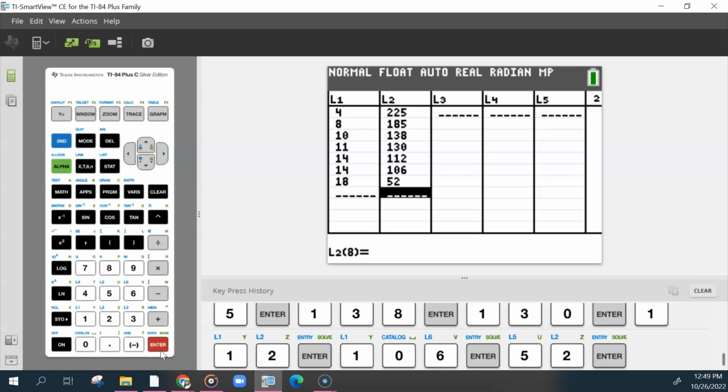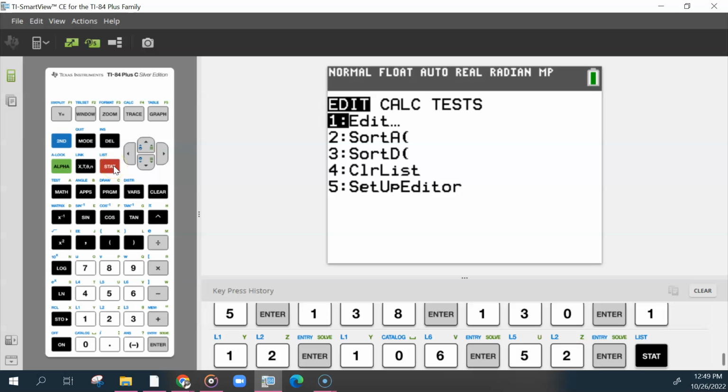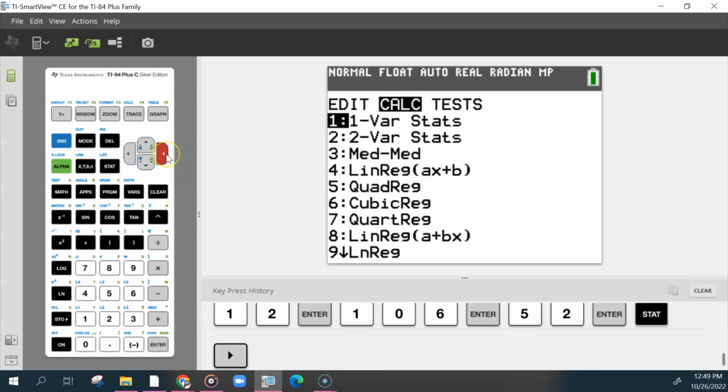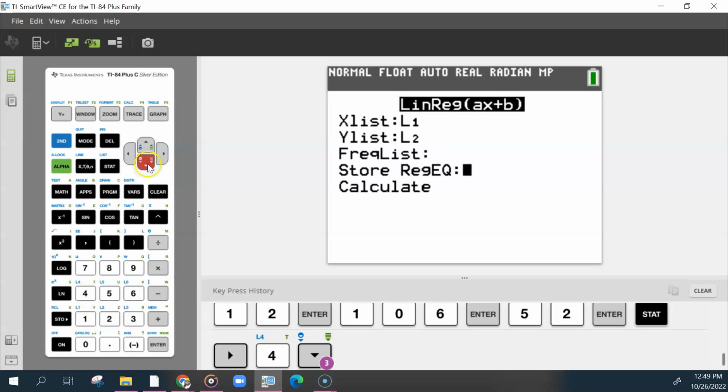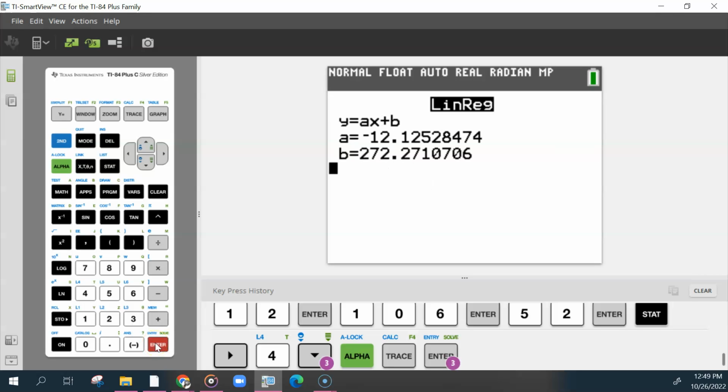So after you have in all of your data, you're going to go to your second step, stat. Scroll to the right to calculate. Down to number 4. Scroll down to store regression equation. Hit alpha trace. And then enter until your screen changes.